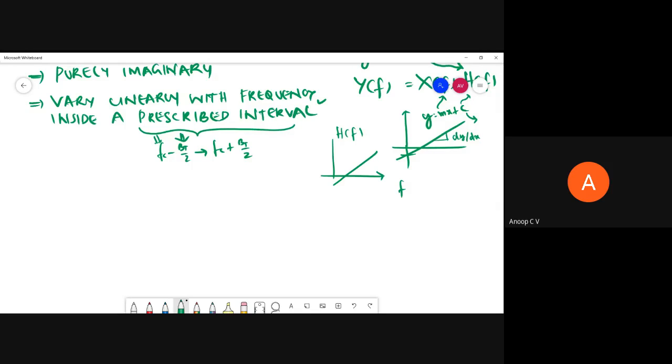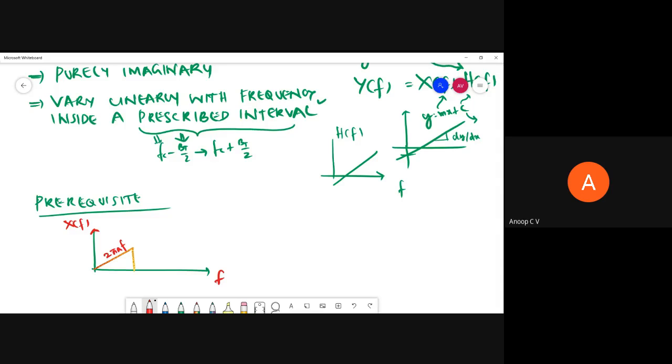So now some prerequisites we'll mention. Suppose I have a function like this. This is equal to 2 pi a times f. So the slope was 2 pi a. This is frequency, and say this is x of f. I'll write it simply. This is x of f.